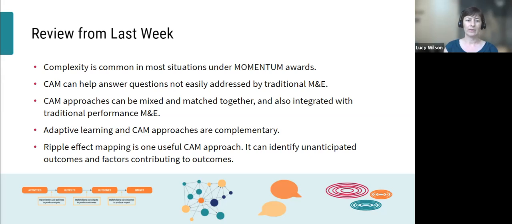And then last week, we also had a great case study from Mahua on ripple effects mapping, which is a great CAM approach for identifying unanticipated outcomes and the factors contributing to outcomes.